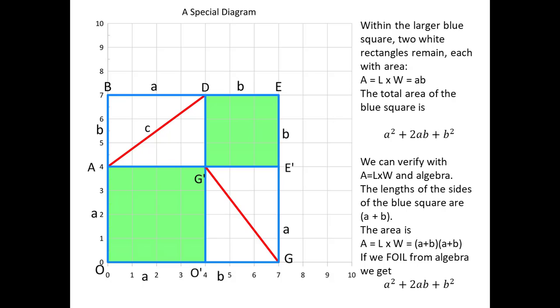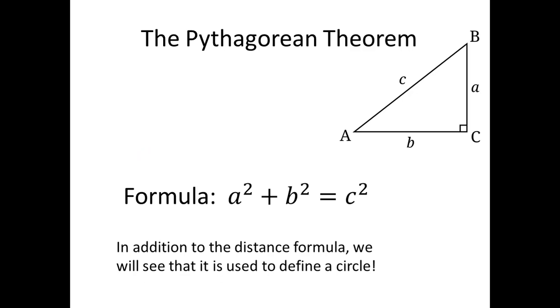So up above you have the sum of the total area inside the blue square represented geometrically, visually, and down on the lower right you have that same area added up with algebraic multiplication. So we've just proven the Pythagorean theorem. The formula, again, is a squared plus b squared equals c squared. And we've already been using this in the distance formula. We will see in the next lectures that the Pythagorean theorem helps us to define a circle.